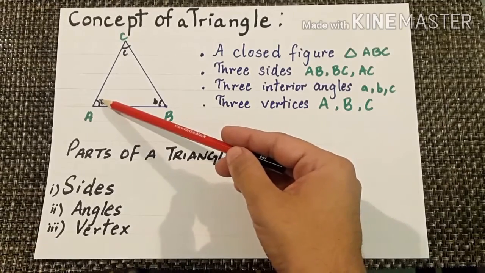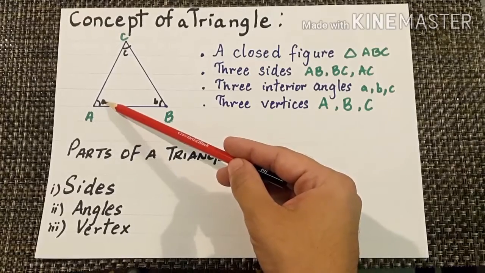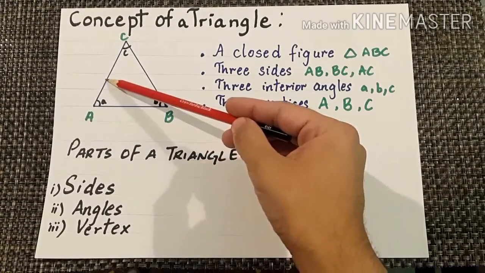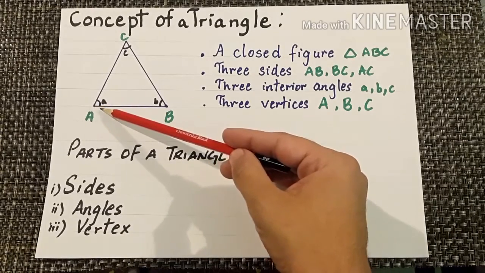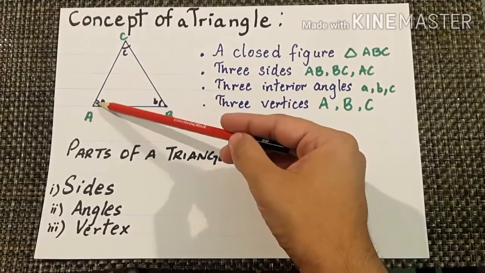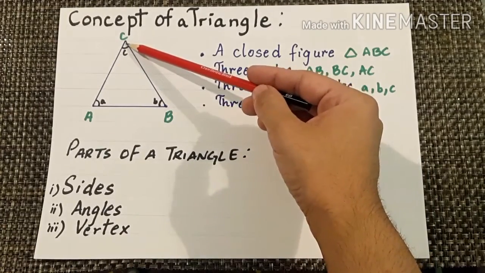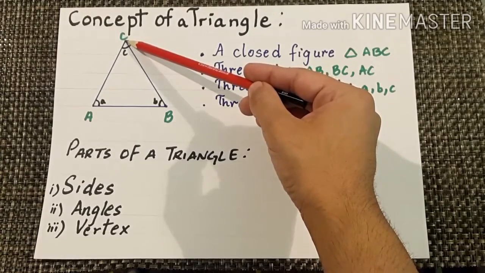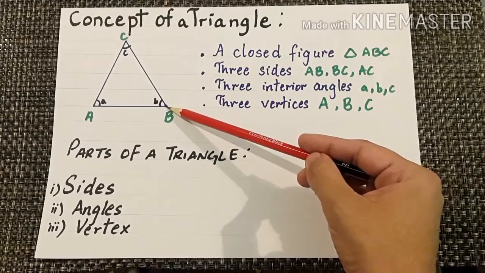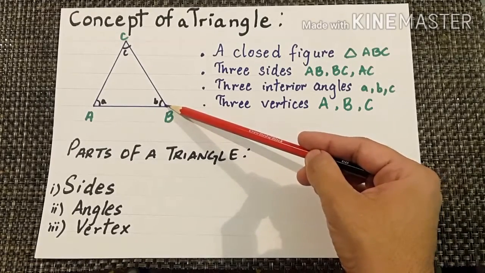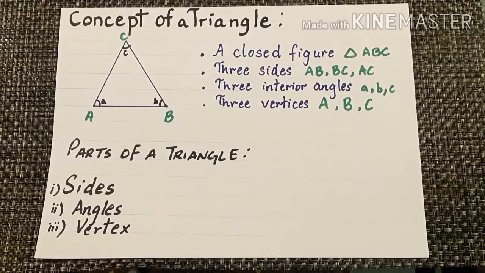Now the angle A over here is the interior angle because it is inside the triangle, and where these two lines meet, this point is known as vertex. Where AC and BC lines meet at point C, this point is known as vertex. Similarly, here also this point capital B is the vertex. Hope you have understood the concept of triangle.